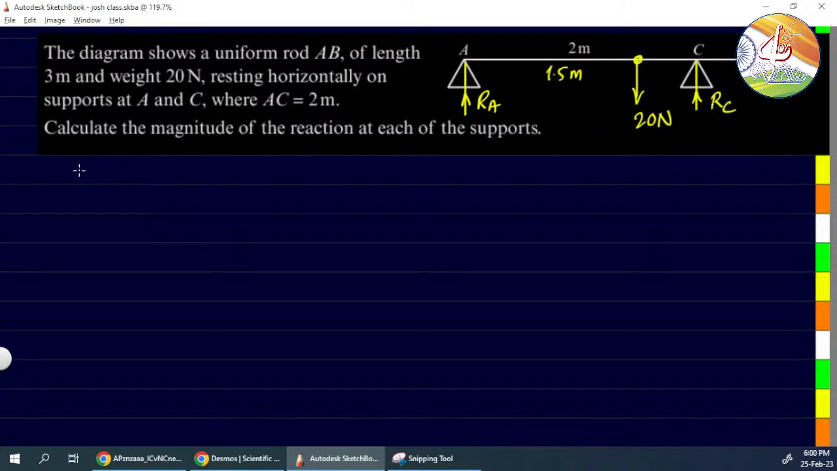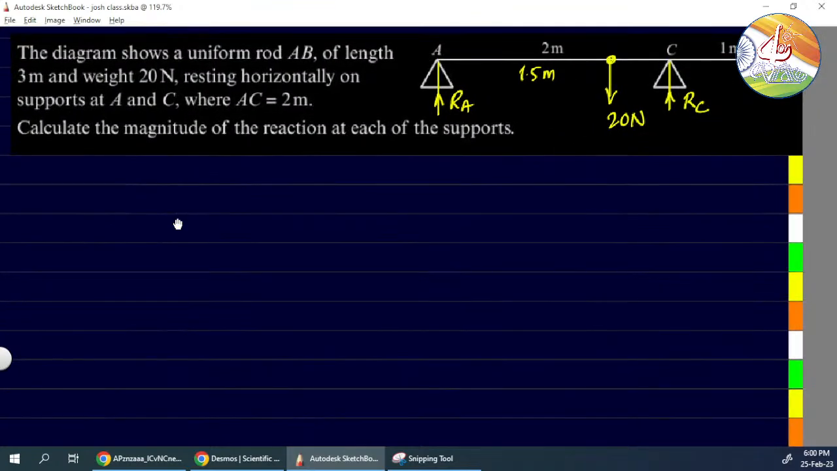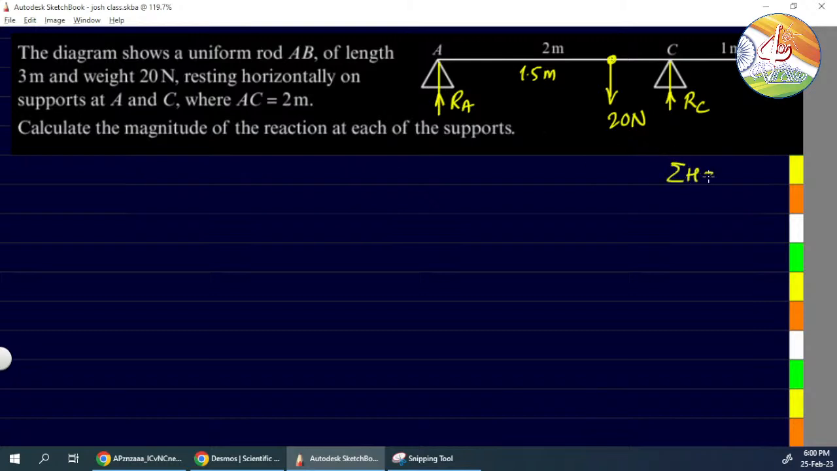Once again we will have the three equations of motion. What are the three equations of motion? Sigma H should be 0, sigma V should be 0. These are the two equations which we have been using till now. Now we have one more equation, that is sum of moments about any point is also equal to 0.